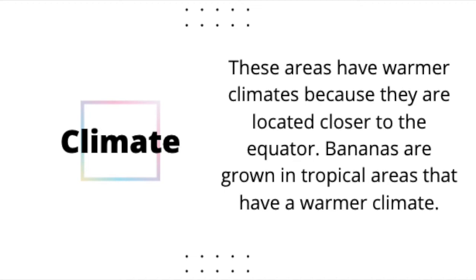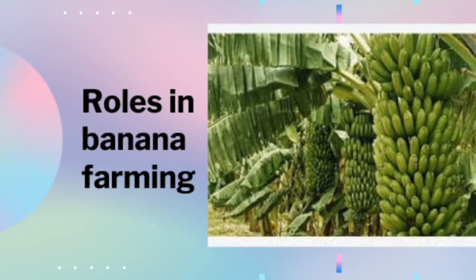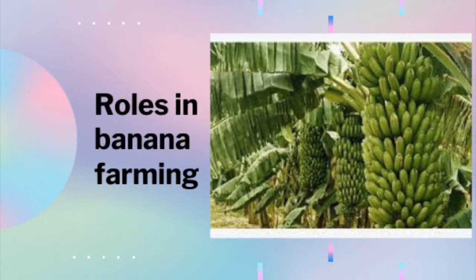The ideal temperature, or the perfect temperature, to grow bananas is between 78 and 86 degrees Fahrenheit. Most of the bananas that we eat in the US are grown in tropical areas that have warmer climates. These areas I mentioned have warmer climates because they are located closer to the equator. Now that we've gone over where bananas are grown and what climate they like, let's see how bananas go from these plantations to our grocery stores.